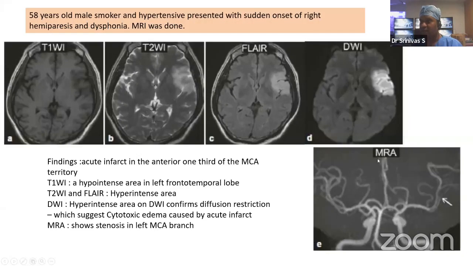And we do an MRA. MRA is magnetic resonance angiography. That is angiography to know the culprit vessel which has led to the ischemia.